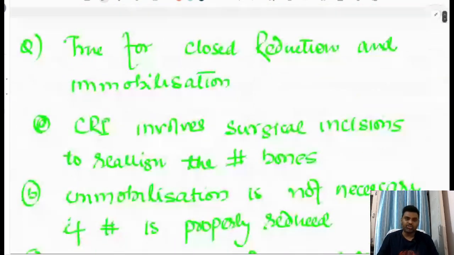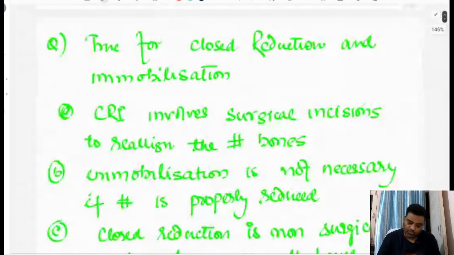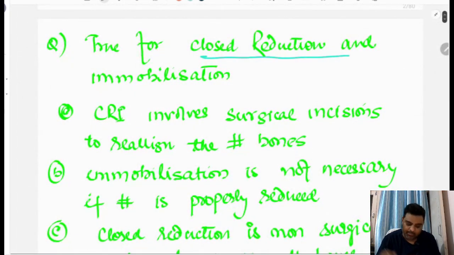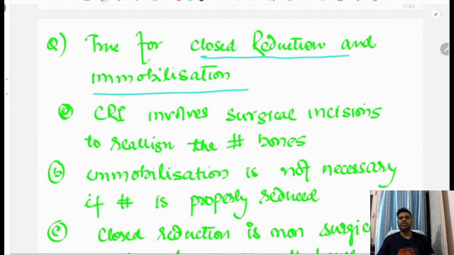Now, this is a question: true for closed reduction and immobilization. What is closed reduction? Closed reduction means, for example, if there is a Colles fracture. In Colles fracture, what happens? There is a fracture of the distal radius and the distal portion moves dorsally. And in a Smith fracture, the distal portion moves ventrally, that is on the palmar side. If the distal fragment moves towards the palmar side, this is known as the Smith fracture. And if the distal segment moves to the dorsal side, that is known as the Colles fracture.